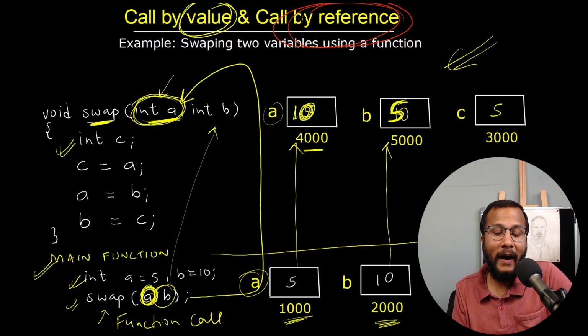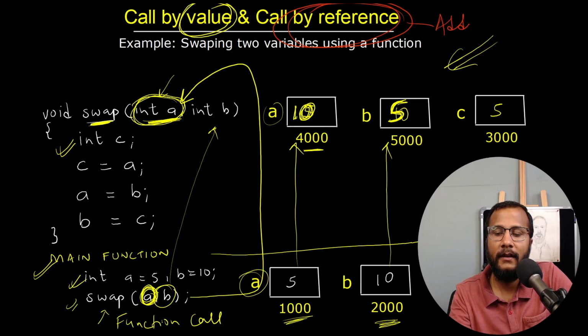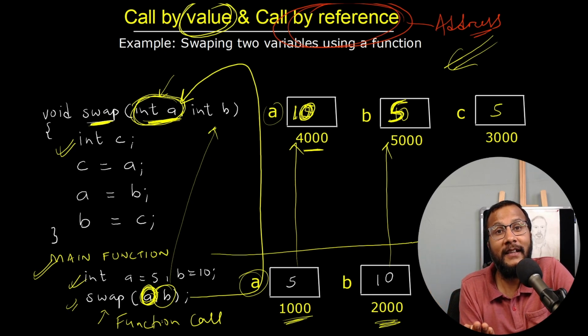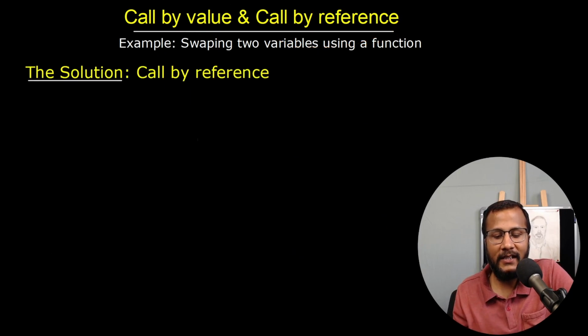What if we could pass the address of the variable instead of passing the value? Reference is nothing but the address. If I pass the address of A to the swap function, and the swap function has the address of A, it can immediately make the changes, right? So that's what is call by reference.